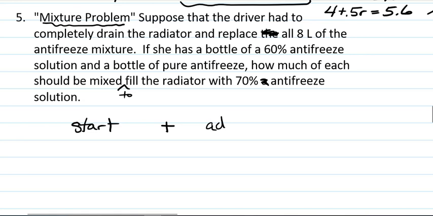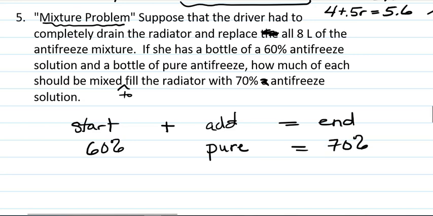We're going to add something to it, plus the amount that we add, and we're going to get what we end up with. I know that sounds kind of silly, but that's how I think about it. So let's say that I start by putting a certain amount of the 60% antifreeze, and then I add to it some pure antifreeze to get what I want to end up with, which is the 70% solution.